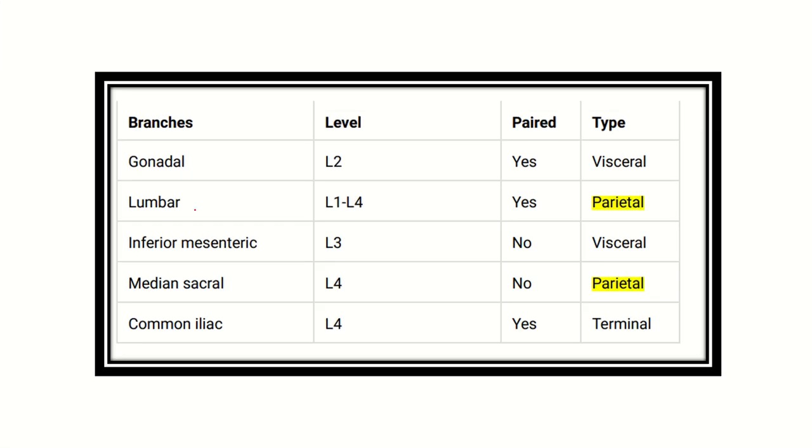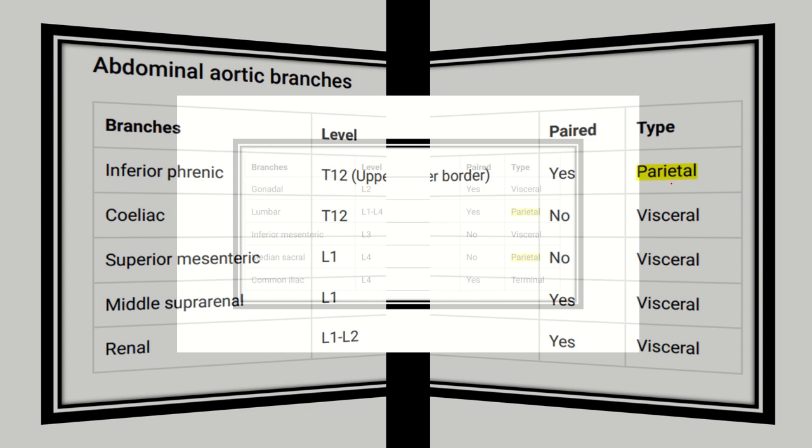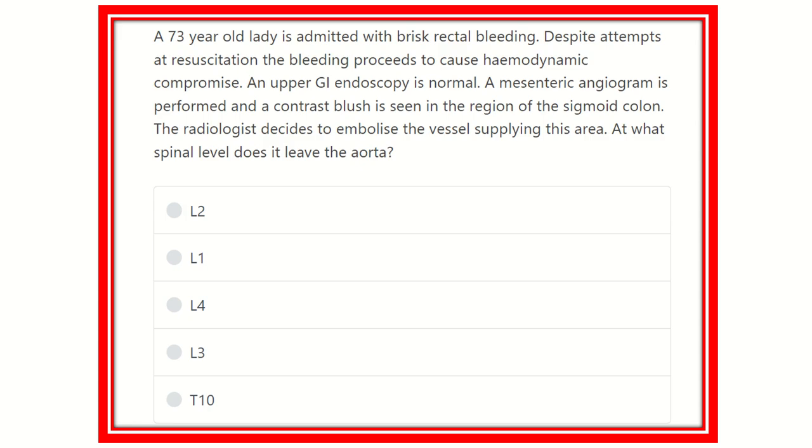And in the second slide here we can see four pairs of lumbar arteries, also parietal, and median sacral, also parietal. So two posterior branches, one is the median sacral and the lumbar. These two are the posterior branches of the abdominal aorta. They give the parietal branches, and here we can see the inferior phrenic. It gives a parietal branch. So these three branches of the abdominal aorta give parietal branches, but other branches supply the viscera. But common iliac is also different because it is the terminal branch and it acts as a conduit for the next. So this is all about the abdominal aorta.